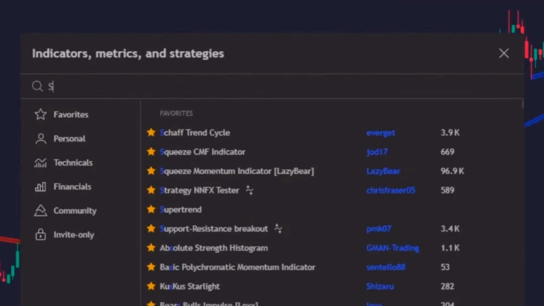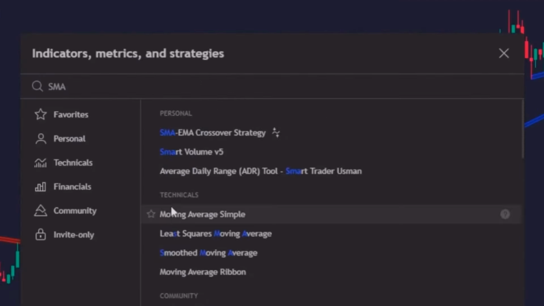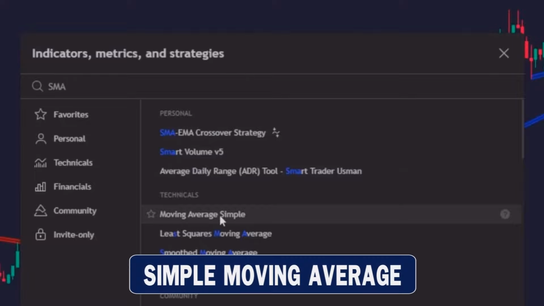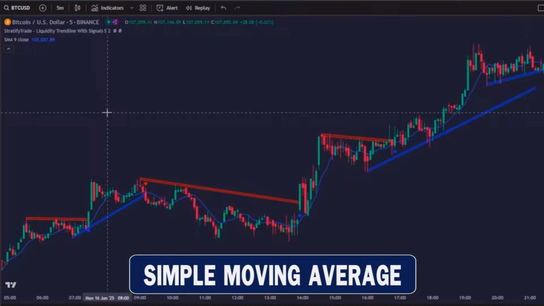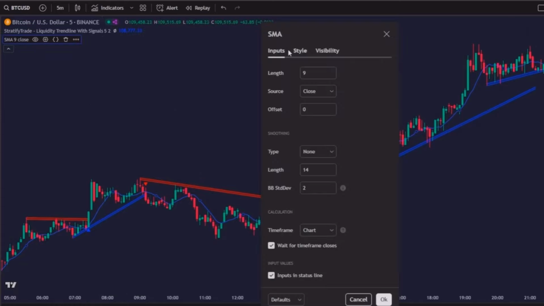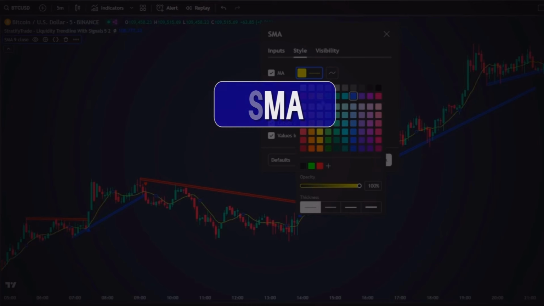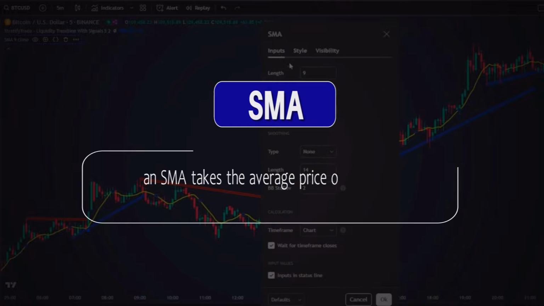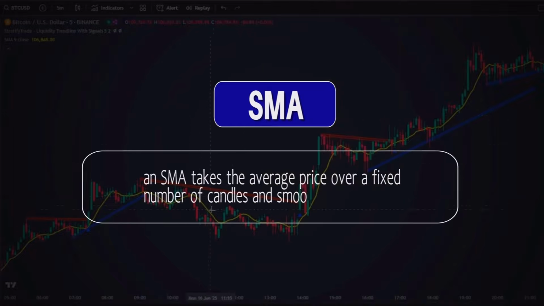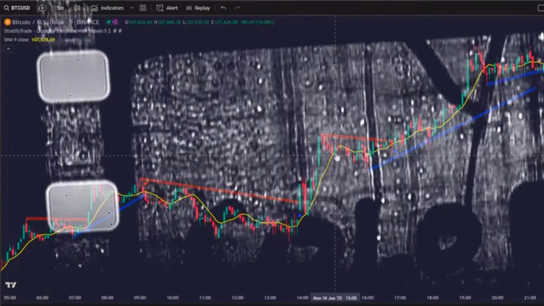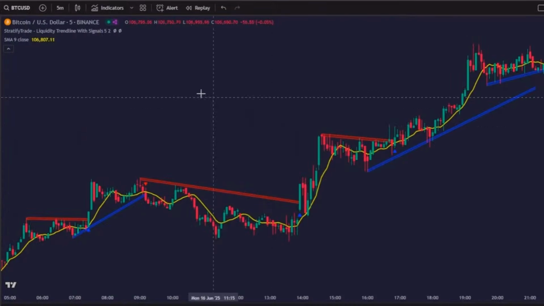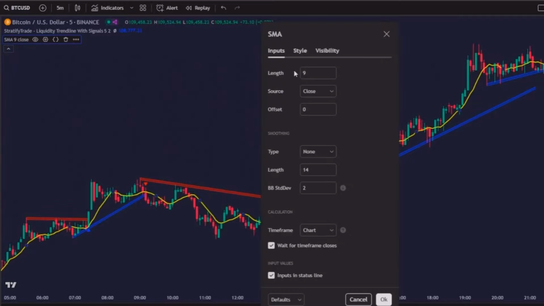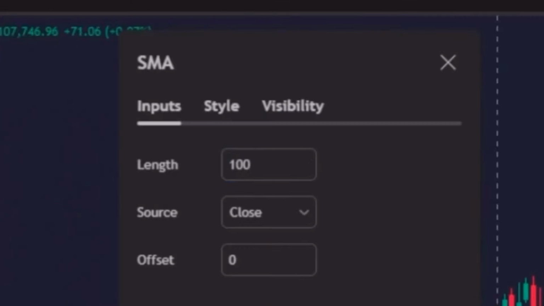So, to identify the trend, we are going to use one of the simplest tools that exists, a simple moving average, also known as SMA. If you are new to this, an SMA takes the average price over a fixed number of candles and smooths out the noise, giving us a clean and easy to read trend direction. In this strategy, we will use a length of 100.